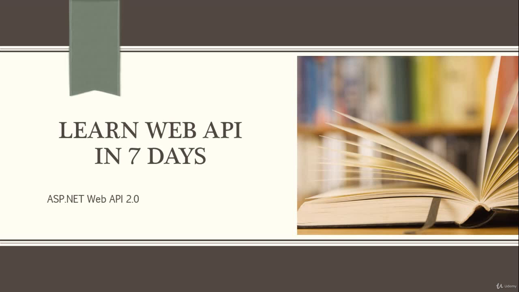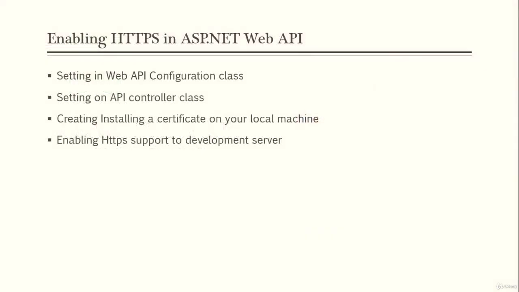In this video, I am going to talk about how we can enable HTTPS in ASP.NET Web API. To do that, we have to do a couple of settings. We have to write a custom filter class and then add that in API configuration, and then apply the RequireHttps attribute on controller methods. And then we need to create a certificate and install it on your local machine, and also enable HTTPS support for our development server.